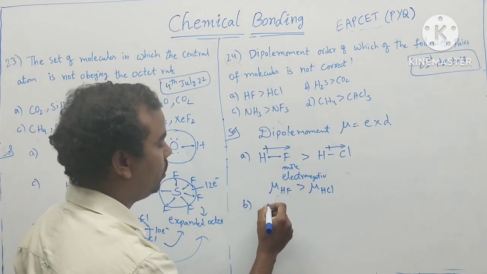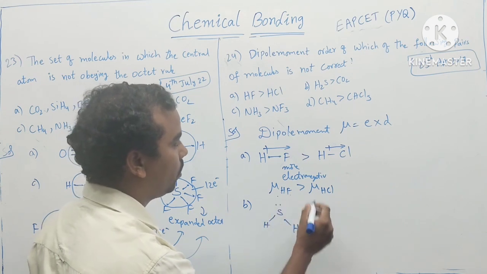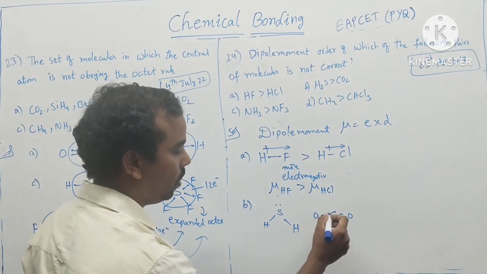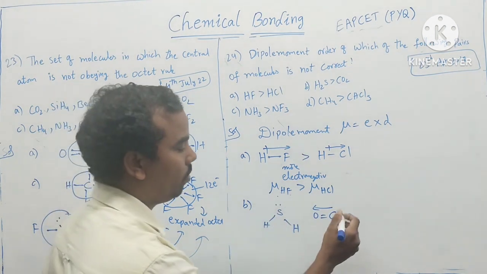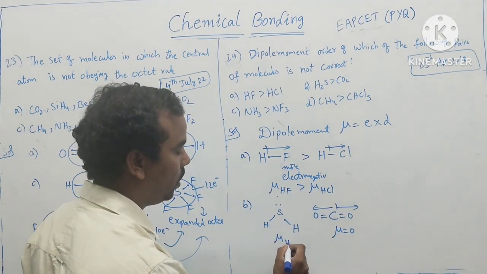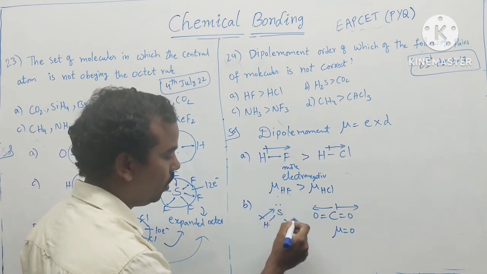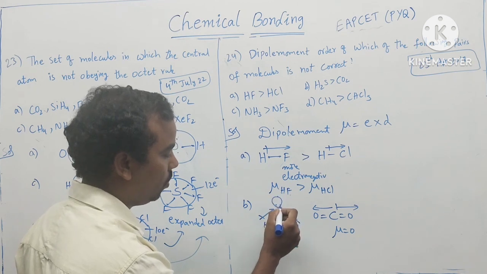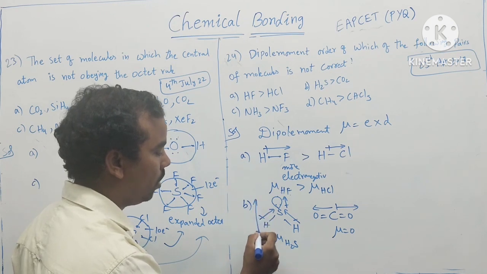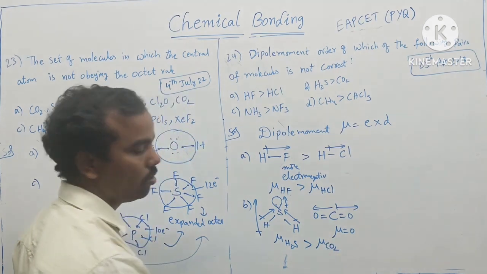Next, B, H2S, with one lone pair. Next CO2, C double bond O, double bond O. Here the dipole moment is towards the oxygen atom on both sides, so the net dipole moment is 0. In H2S, the dipole moment is towards the more electronegative sulfur atom, and due to the lone pair the net dipole moment is in the upward direction. So mu H2S is greater than mu CO2.